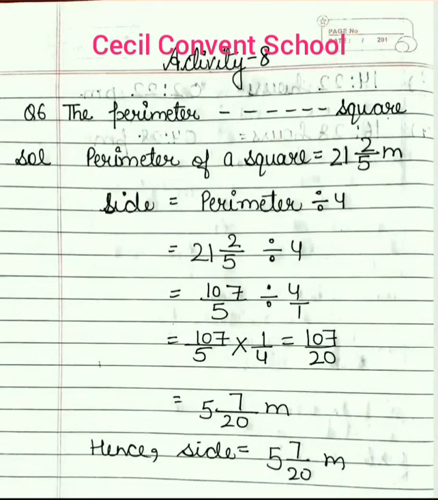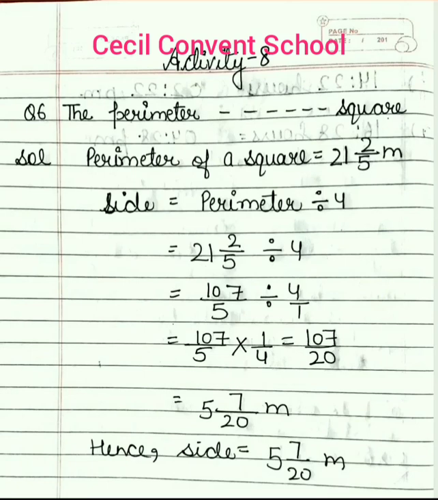Good morning, students. Today we do chapter number 7, activity 8, word problem. So today, students, we will start question number 6. Question number 6 is: the perimeter of a square is 21 2 by 5 meter.